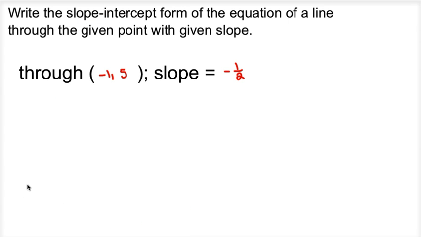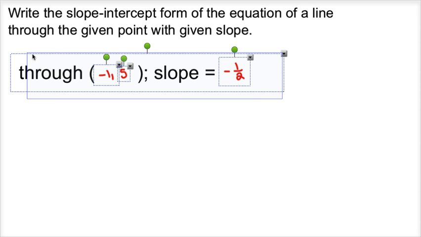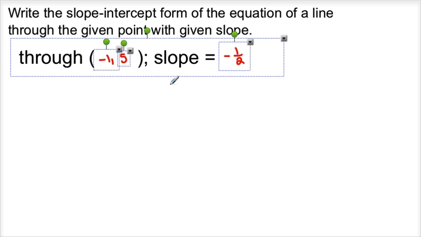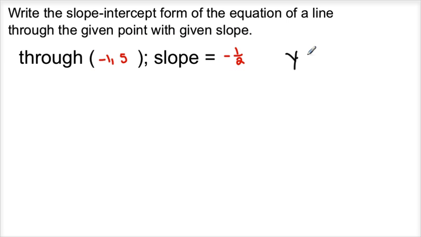All right, so write the slope-intercept form, going through the point -1, 5, and the slope of -1/2. So again, my ultimate goal is to get this into y equals mx plus b. I know what my m is. M is -1/2. I don't know what my b is, and that's what I need to solve for next. B is the variable in question.